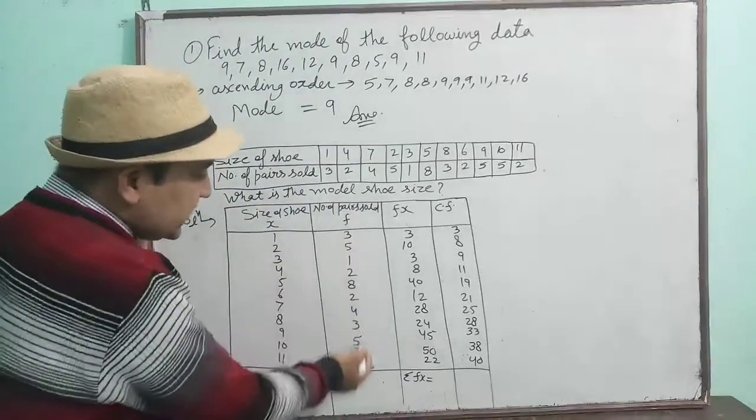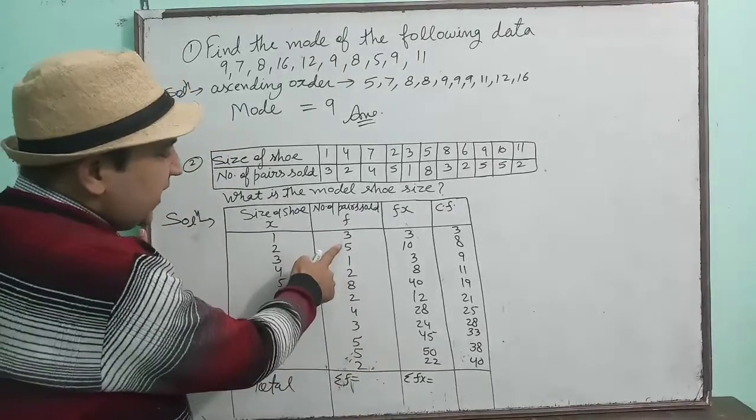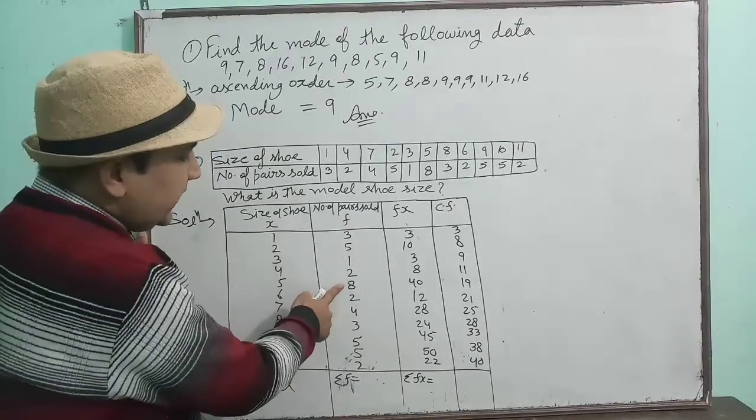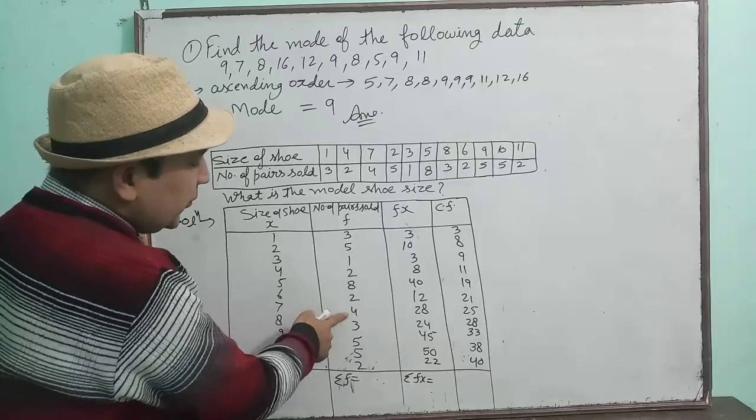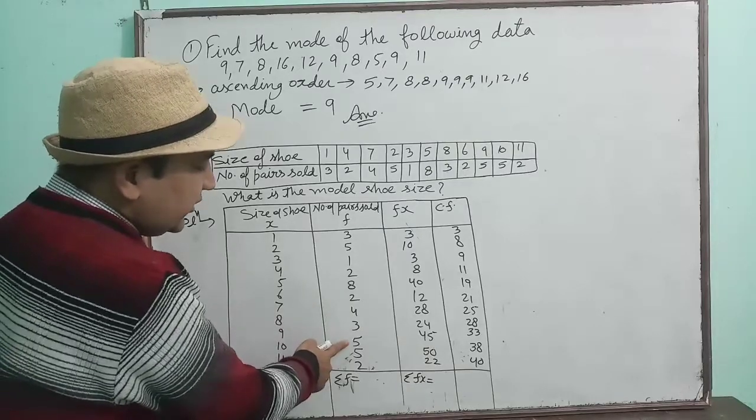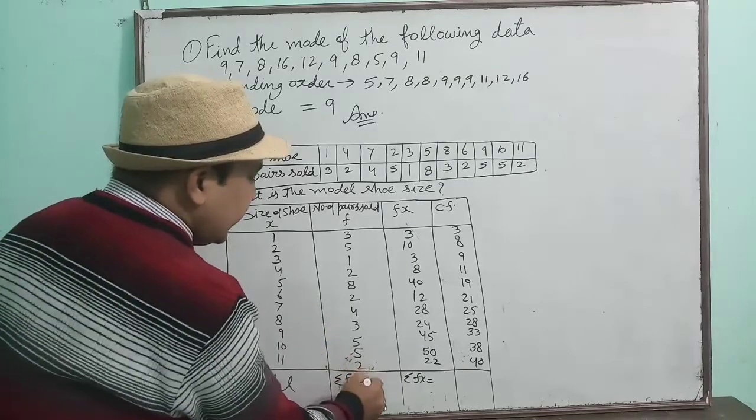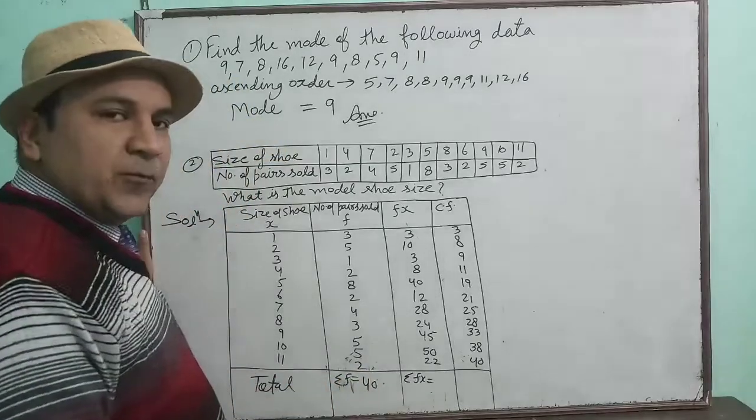Now add all these frequencies. 3 plus 5, 8 plus 1, 9, 2, 11, 8, 19, 2, 21, 4, 25, 3, 28, 5, 33, 5, 38, 2, 40. Sigma f is coming 40.